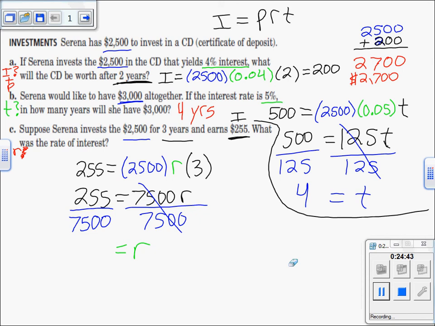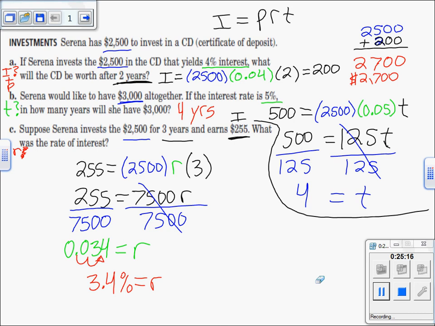If you divide both sides by 7,500, 255 divided by 7,500 gives you 0.034. That's a decimal, but we were looking for a rate as a percentage. So don't forget to turn this decimal back into a percentage by moving it 2 places to the right. That means 3.4% would have to be the rate in order for her to make $255 in 3 years using her initial $2,500 investment.